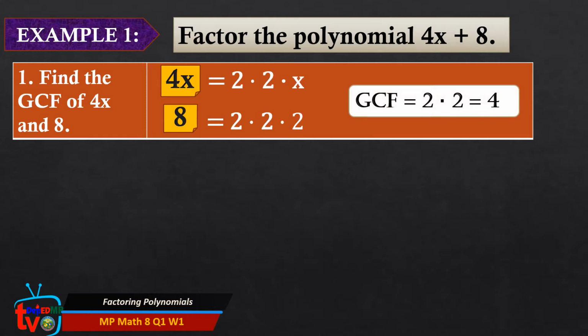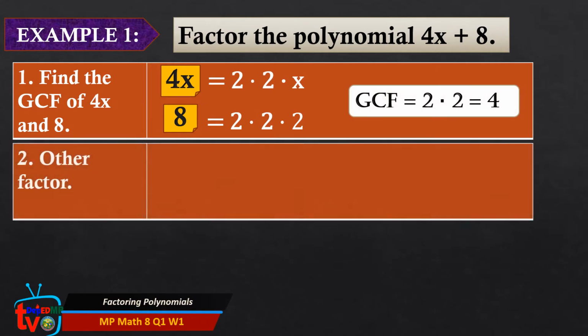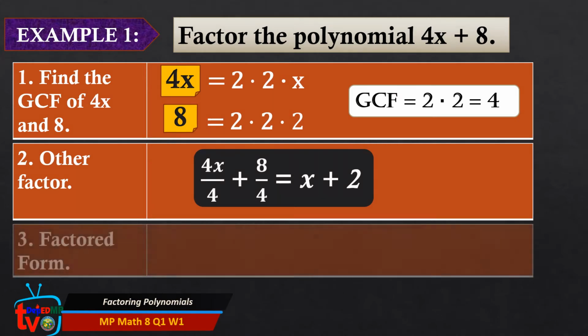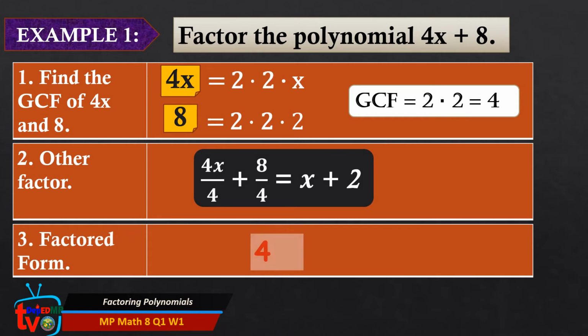To get the other factor, we are going to divide the polynomial by the GCF. So we have here 4x plus 8. We divide it by 4 and we will have x plus 2. So the factored form of 4x plus 8 is 4 times the quantity x plus 2.